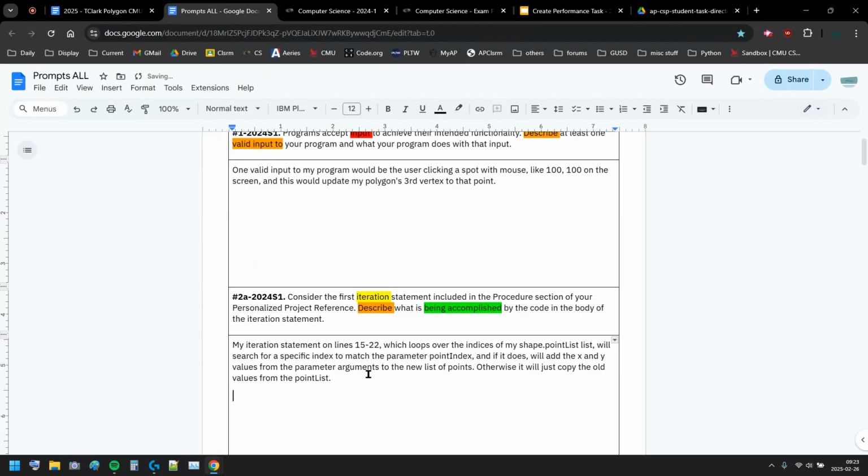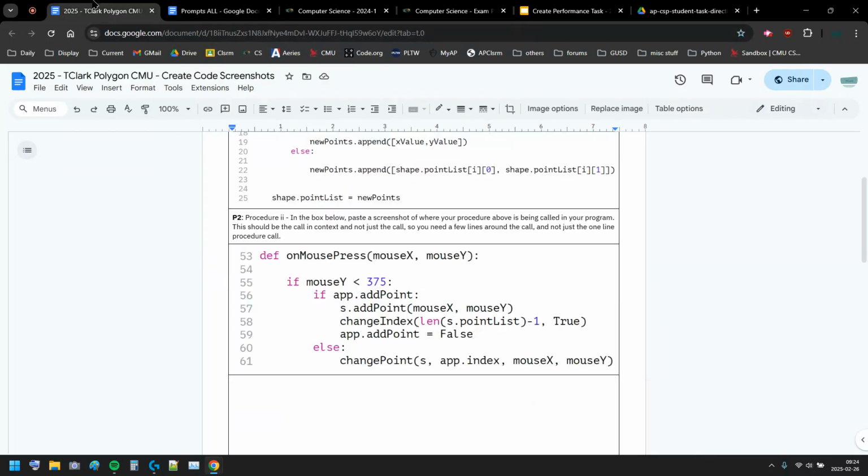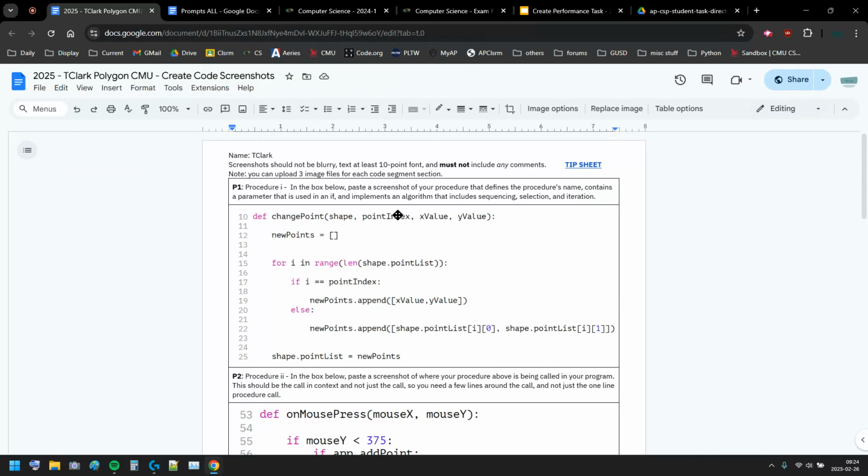So sometimes it says what's one specific call. So a call, this is just a generic one, could be change points shape 3 index 1, and I'll just be like 30 40. So that could be one call. Another call could be change point negative 100. And if it's negative 100, that's a key one, because my point index would be negative 100, which doesn't make sense. It would never match that, so it wouldn't do this if statement. It would skip line 19 always.